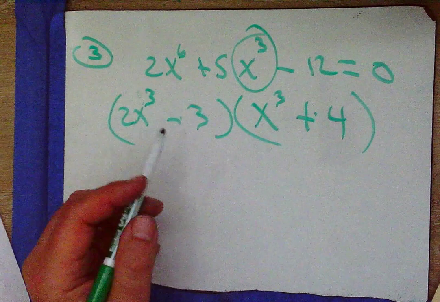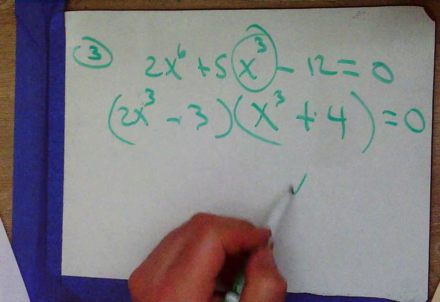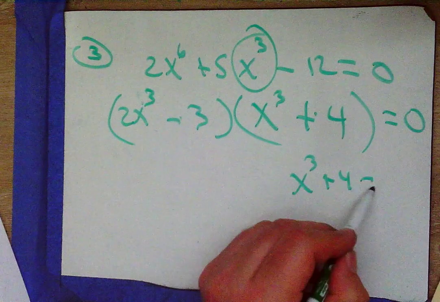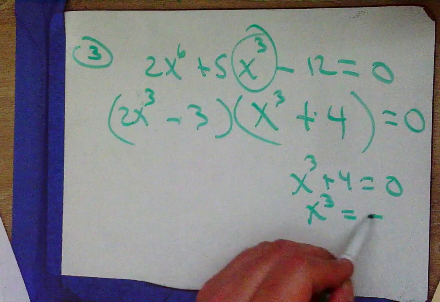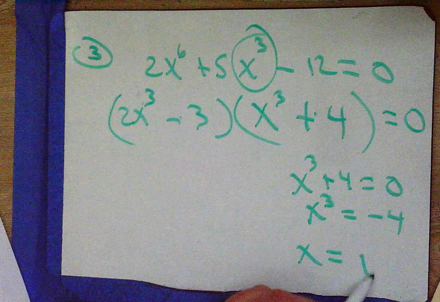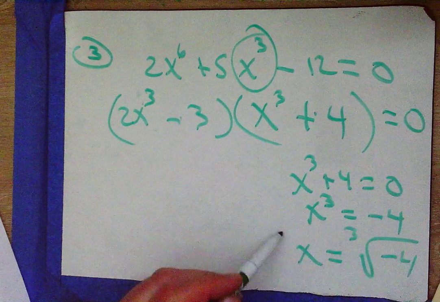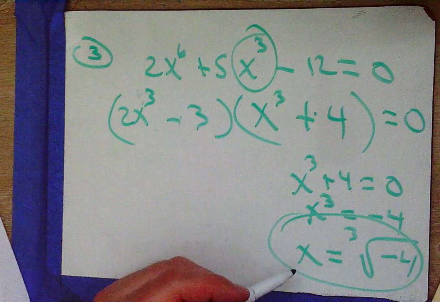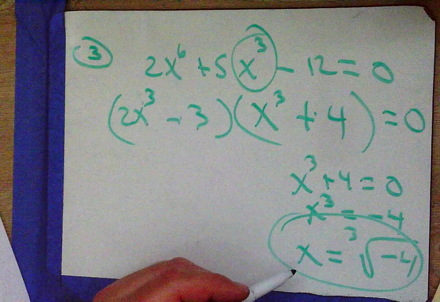All right, so now what? Well, this is supposed to equal 0. X to the 3rd plus 4 equals 0. X to the 3rd equals negative 4. And x equals the cube root of negative 4. And by now, we really need to know that we can take the cube root of a negative number.